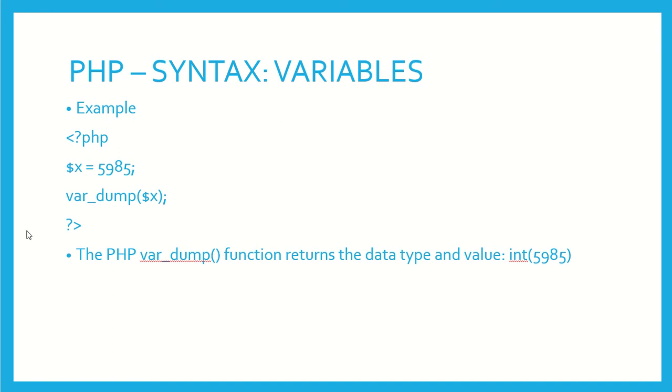There is a function called var_dump which finds out the type of your variable. When you say var_dump($x), it will return the data type along with its value. So the output would be int and 5985. That is how you can find out the type of your variable. This applies to almost all the variables that you have in PHP. If you want to know the type of a string variable, all you have to do is call the var_dump function with the variable as the argument.